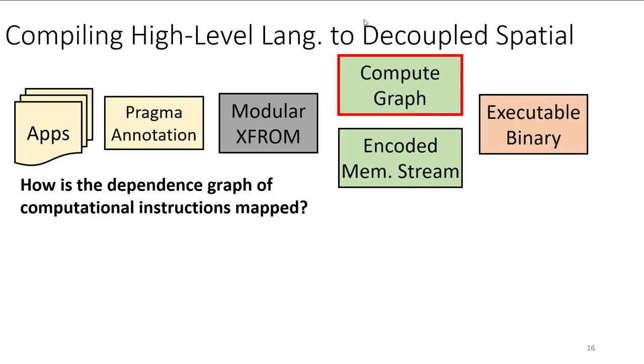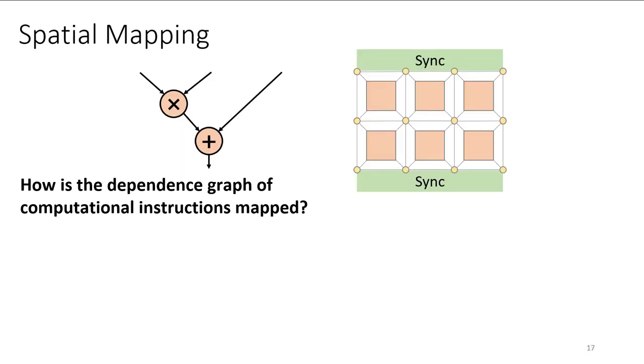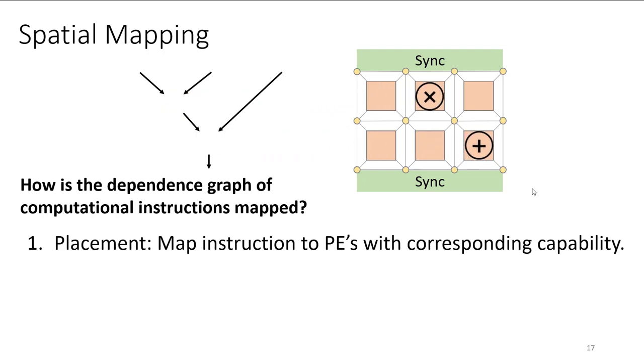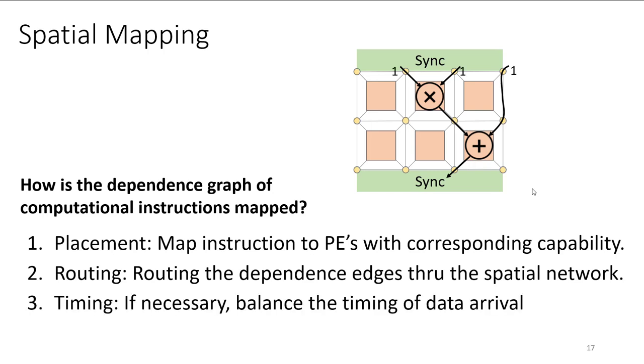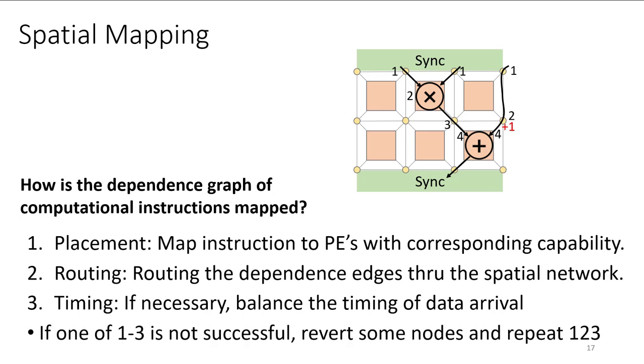The last missing piece in the compilation is how the decoupled dependence graph is mapped onto the spatial architecture. We use this algorithm to map a data dependence graph. First, map the instructions to the feasible PEs. Second, route the dependence edges through the on-chip switches. Third, if certain PEs adopt a static timing, we need to match the timing of data arrival. If one of these steps fails, we simply unmap some instructions and try each step with randomness again. We repeat it iteratively until the objective converges. The objective captures high throughput and low latency.